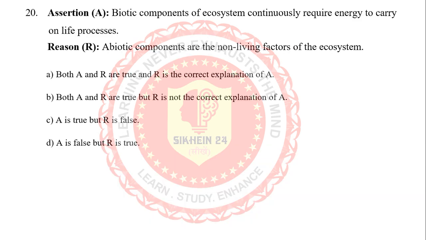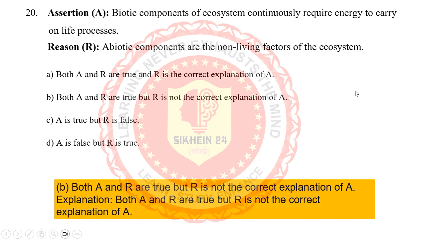Assertion: biotic components of the ecosystem continuously require energy to carry on life processes. Reason: biotic components are the non-living factors of the ecosystem. So what would it be? We choose the option among the four. B. B is the correct answer. A and R are correct, but R is not the correct explanation of A.